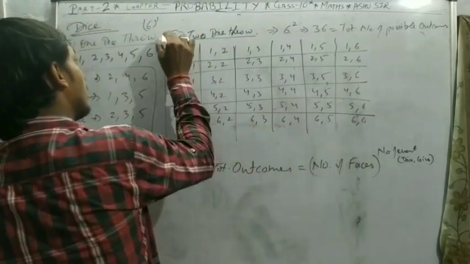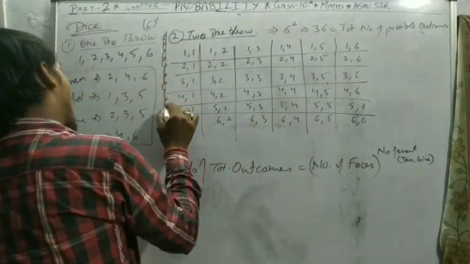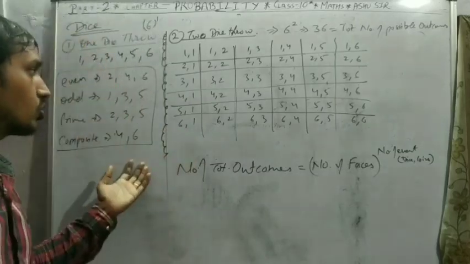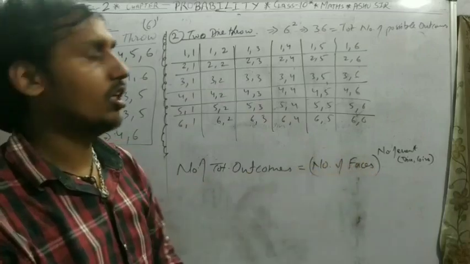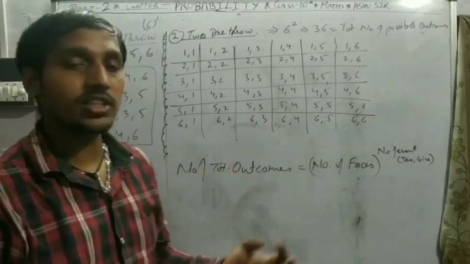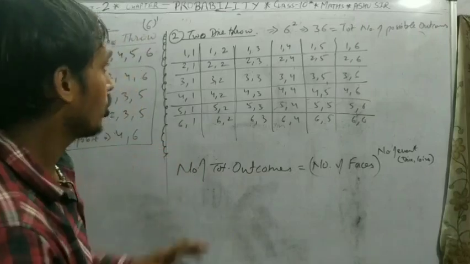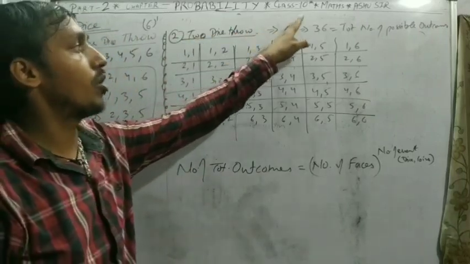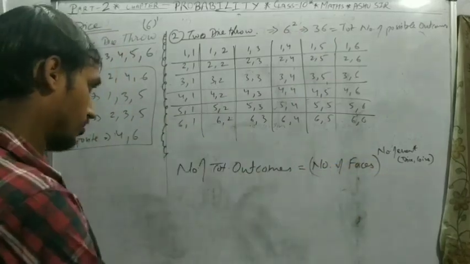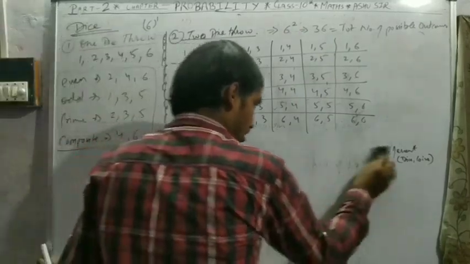So many questions are coming from throwing 2 dice. 1 dice in class 9 also, 2 dice also in class 9. 3 dice is not in your syllabus, but if you want to find the total number of possible outcomes throwing 3 dice, so 6 to the power 3, so 216 outcomes.